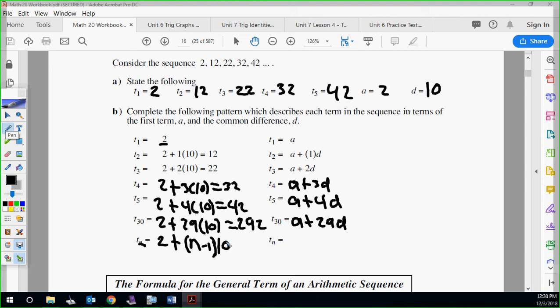Like that. So for the one we're doing right there, the general term is 2 plus n minus 1 times 10. And then more generally, with all letters, this is the actual one we're going to use all the time: a plus n minus 1 times d. That's the general term of an arithmetic sequence. And they're written there below. All right, let's do a few examples here.